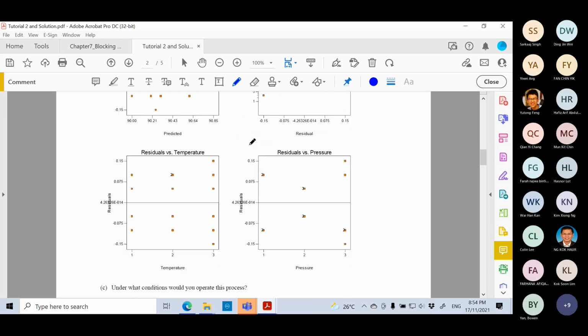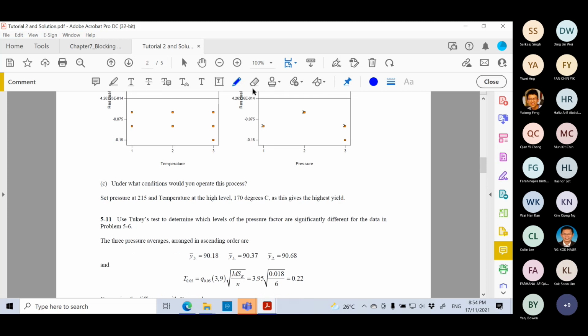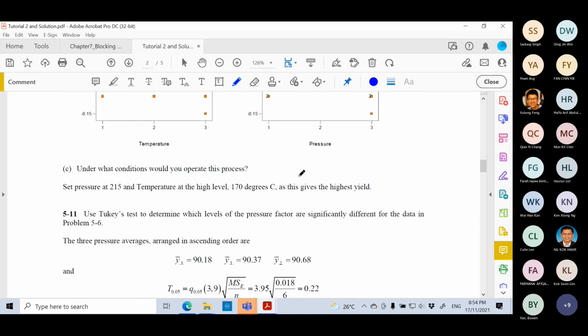About this, under what condition do you operate the process here? Because factor A and factor B have no interaction at all, in that case we are looking at the pressure levels. We are looking at the highest means. And for the temperature also we get the highest means, then we consider those the factors you choose.